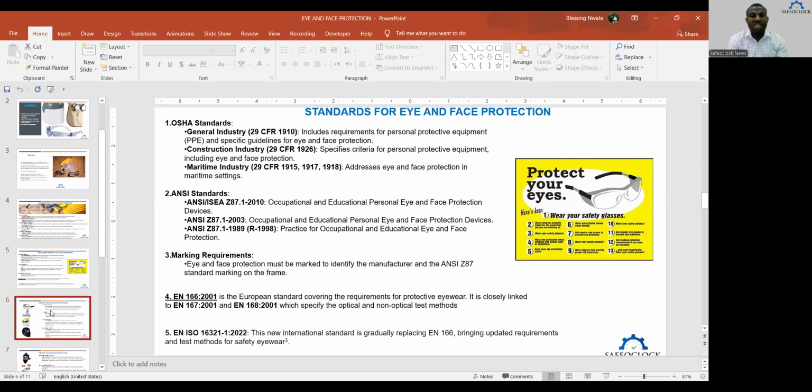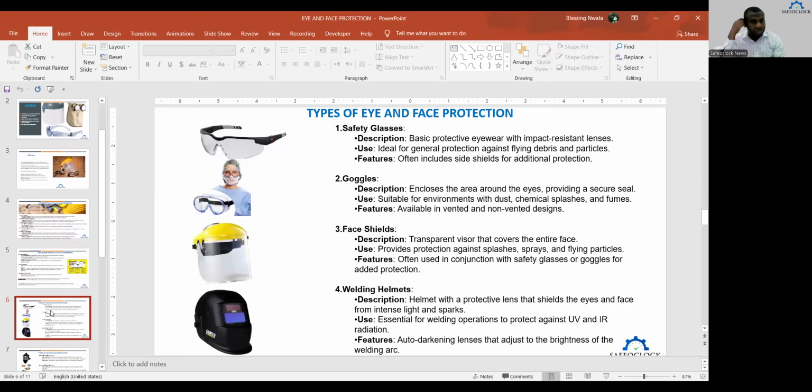So let's look at some of the types of eye and face protection. The first one is our safety glasses. Safety glasses are usually used as impact resistant lenses. It has impact resistant lenses which prevent any impact from getting to the eyes of the user. And it's used in an environment where we have flying debris, flying objects. So this is eye protection, safety glasses.